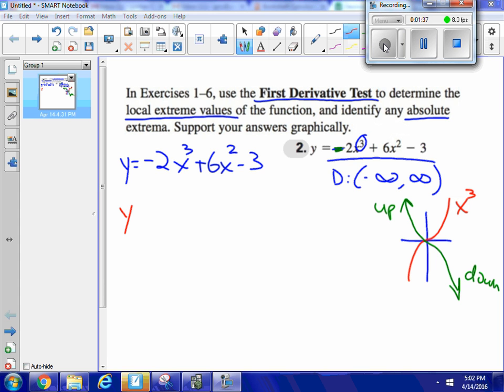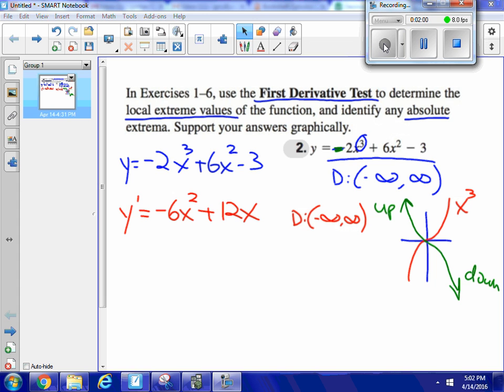So the next thing I'm going to do is find the derivative of my function. So y prime is going to equal negative 6x squared plus 12x, and the derivative of the negative 3 is 0. And again, with this derivative function, I also see that the domain of the derivative is all real numbers.